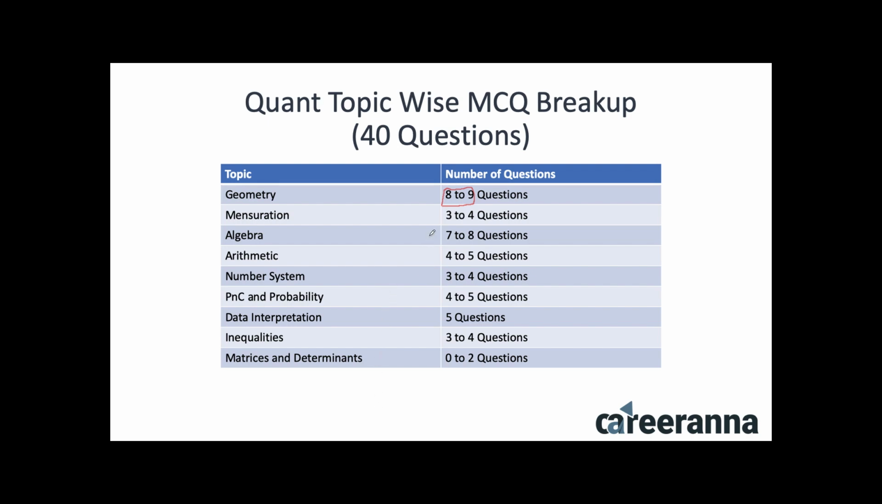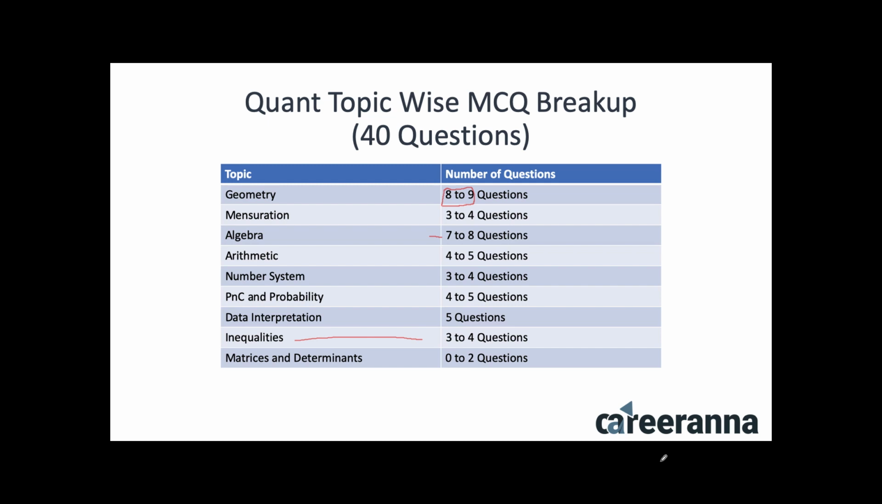This is followed by algebra, where you have 7 to 8 questions coming in the examination. When I talk about algebra, I basically talk about linear equations, quadratic equations, inequalities, functions and graphs. These are the 5 topics. The reason I have put up inequalities separately as well is because you will have maximum questions from inequalities. So algebra and inequalities together comprise approximately 10 to 12 questions, out of which 3 to 4 will be from inequalities, and the rest will be from linear equations, quadratic equations, functions and graphs.